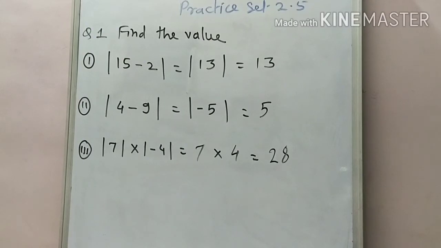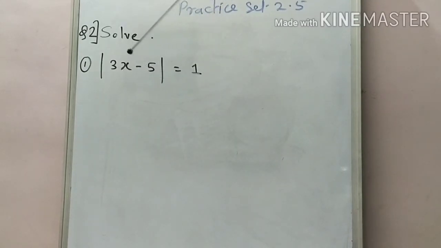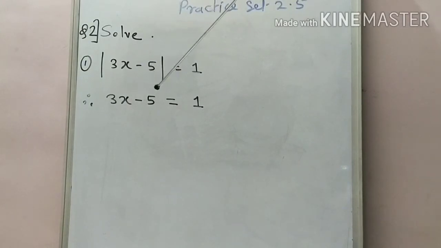So like this, 1 mark questions are asked in the exam. Okay, now the second question is solve and find the value of x. Okay, so here we are given that the absolute value of 3x minus 5 is equal to 1, means 3x minus 5 is the expression and the absolute value of this expression is 1. So as we know, taking this expression outside the modulus sign or absolute sign, what do we get? 3x minus 5 equal to 1.